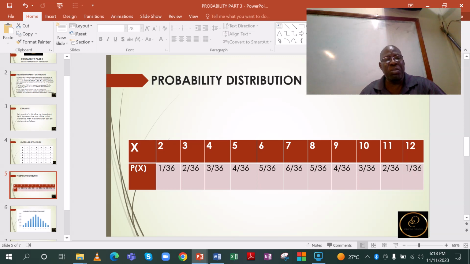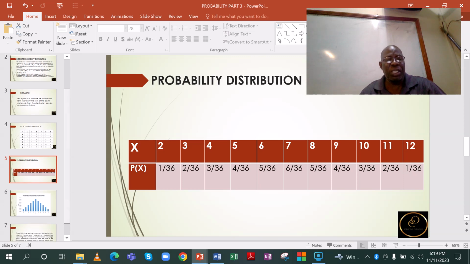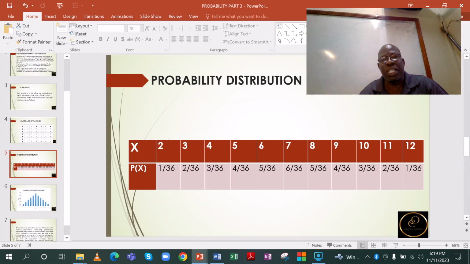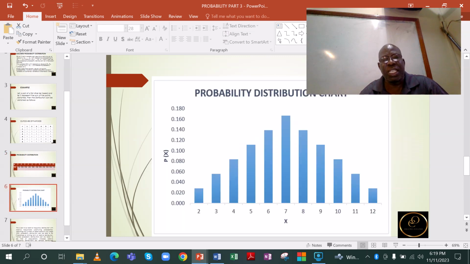So now we look at how we present this in diagrammatical form or in chart form. So we come here, look at this one. If you are to chart these probabilities, the probability that you get 2 is, as we have seen, 1 out of 36, which in decimal form is somewhere here. The probability that you have a 3 is 2 out of 36, which is somewhere here, and it goes on like that. The highest is the probability that you have a 7, which is given as 6 out of 36, which is the highest. So it will come here.